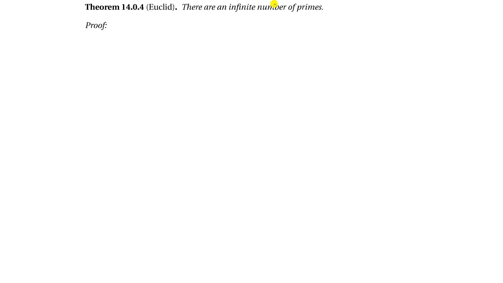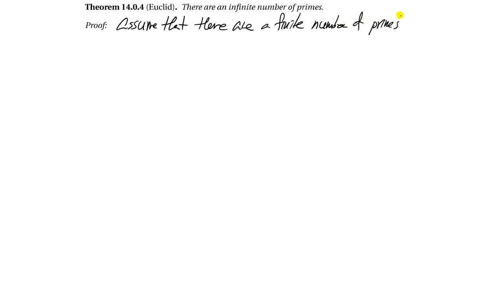And we want to use the contradiction method, which means let's assume that there are only finitely many of them. There are a finite number of primes only. So let's say that P1, P2, P3 up to PR is the only prime numbers. So this is the set of all prime numbers.